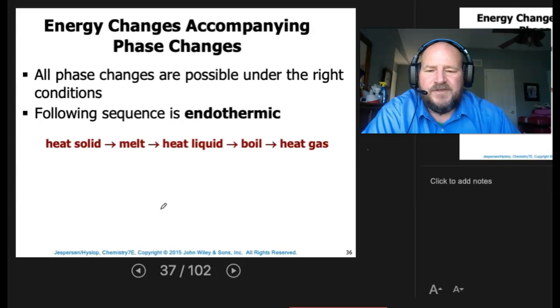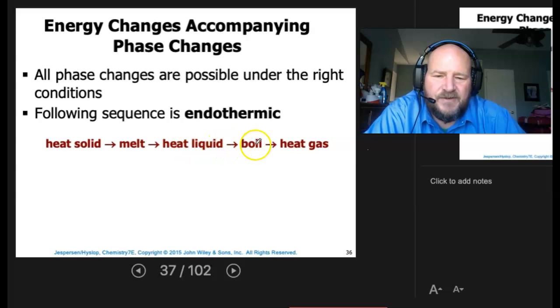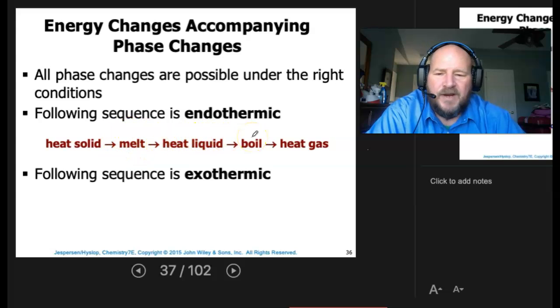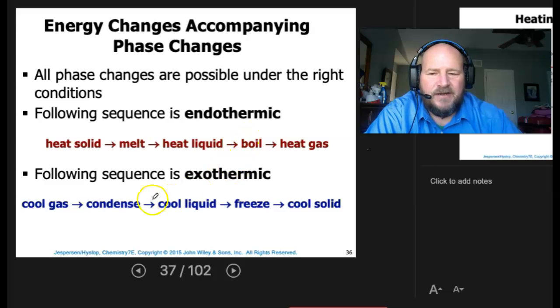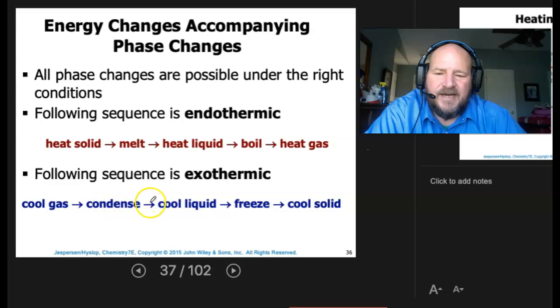Now, following our sequence is going to be endothermic. So we heat a solid, it melts to a liquid, we heat it, it's going to boil, and we get a gas. Right? So in each case, we're giving it energy, and so that's going to be endothermic. It's receiving that energy and then changing phase. If we work it backwards, it's going to be exothermic. So we'll have our gas, right? We'll cool it down. It's going to condense. We're pulling energy out of it. That's exothermic. Cool the liquid and it freezes, and we make a cool solid.